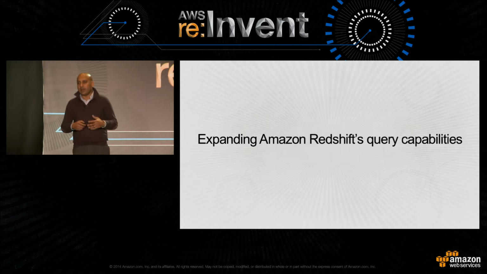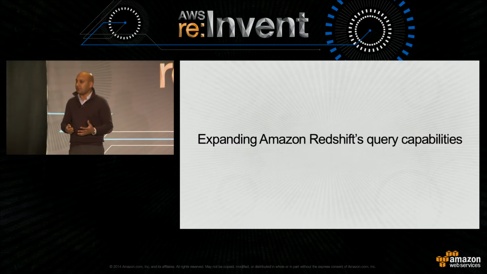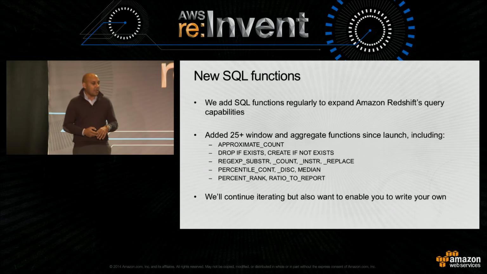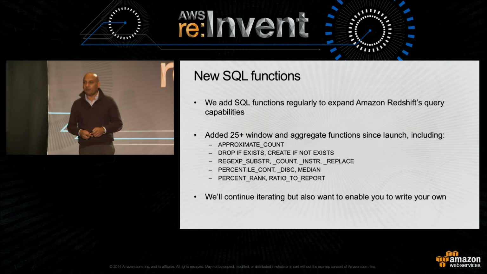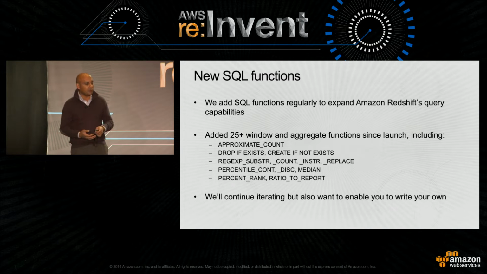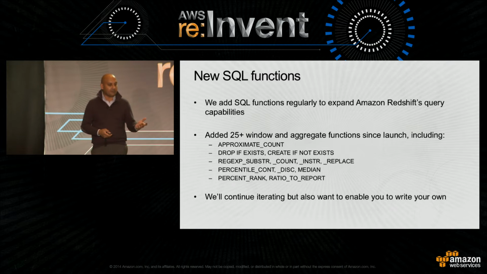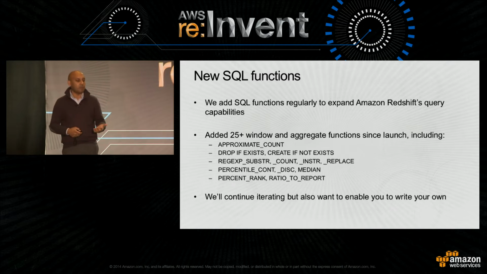And so securing data is great. We've ingested data. Now we want to talk about query capabilities in Redshift. And so we've been iterating quickly. Andy talked about 95 new features. We add SQL functions regularly. We want to expand the range of analytics that you can do in SQL. We've added over 25 since launch, new aggregate and window functions, regex capabilities.